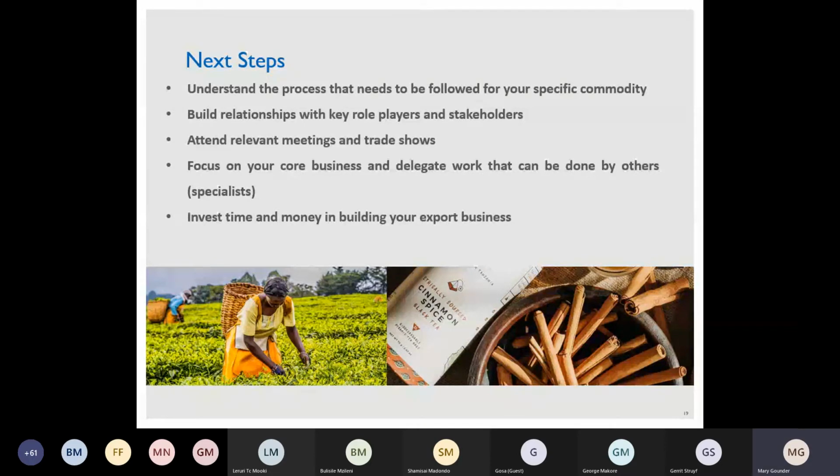Focus on your core business. So if it's making t-shirts or PPE, or if it's producing honey, whatever it is, make sure you're focusing on the quality of your product and that it's meeting the required standards. And delegate work that can be done by others. So if it's the clearing and folding, delegate that. If you're looking for a storage space, delegate that to a warehousing company or logistics company. And invest time and money in building your export business.